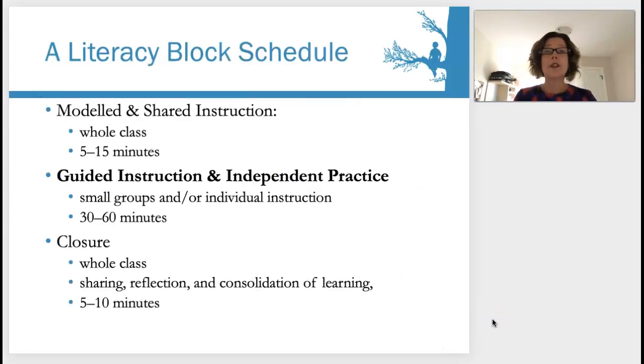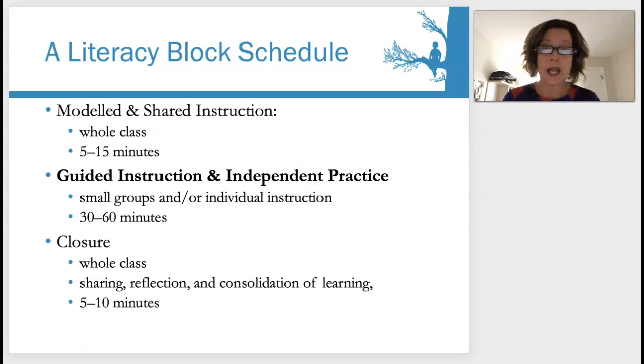Okay, here we go. So this is kind of the overall concept of this instructional strategy. So a literacy block is you do your modeled and shared instruction with the whole class, 5 to 15 minutes. Look how short that is. So no long half-hour descriptions of what's going on. Very pointed, very specific. What exactly do you want your kids to learn? That's why you have to know these outcomes so well. What do you want these kids to learn? And then get to it. You got 5 to 15 minutes to do modeled and shared reading.